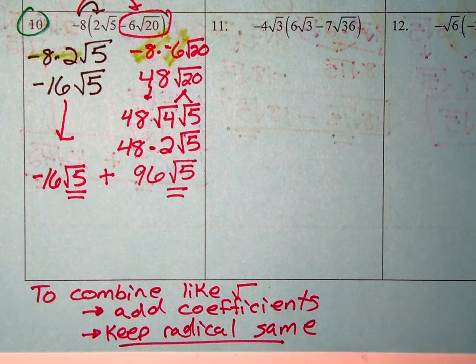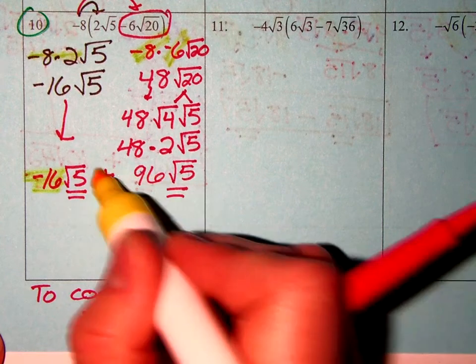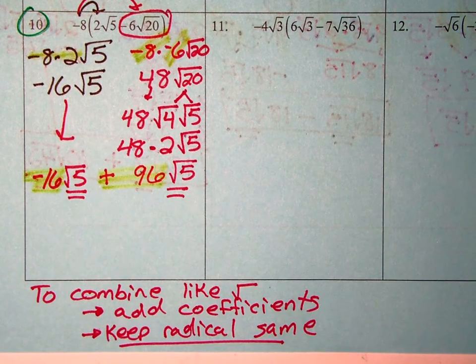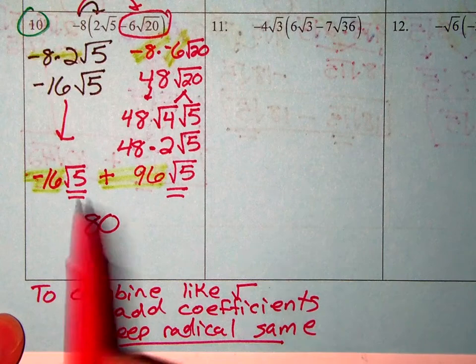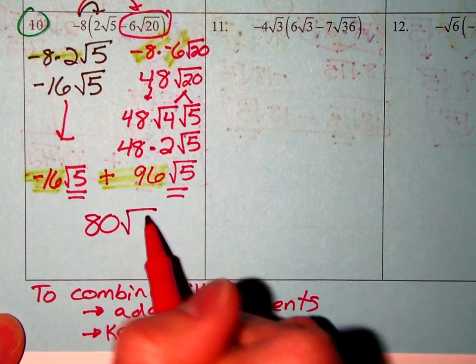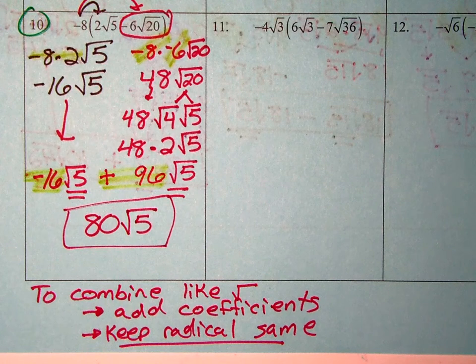And that's a big difference between when you're adding and when you're multiplying. So you need to remember, when you multiply everything, everything on the outside gets multiplied, everything on the inside gets multiplied. But when you're adding, the only thing that changes are those outside numbers. So we're going to go ahead and do negative 16 plus 96. And negative 16 plus 96 would be 80. But the radical stays the same. So 80 square root of 5 is your final answer.